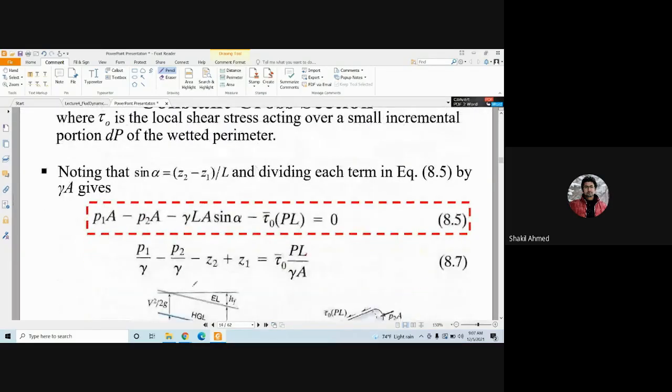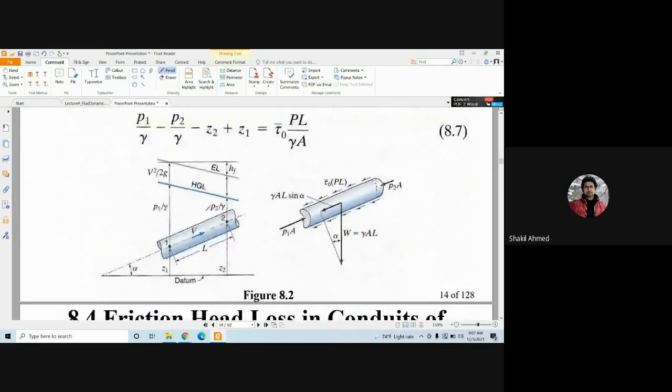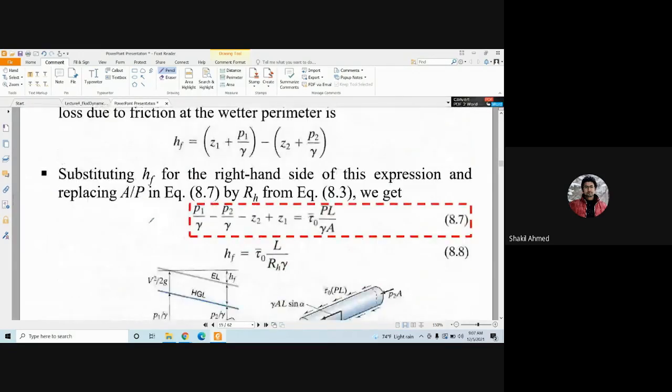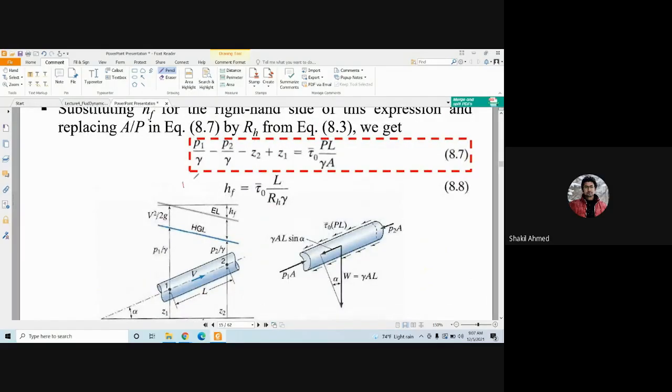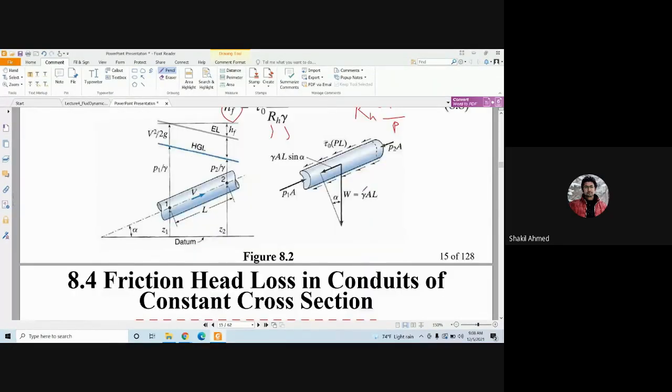So if you rearrange those and replace these values, finally you'll get this HF, head loss. Look, we are getting what? Head loss equals average shear stress multiplied by the length of the pipe divided by RH into gamma, where RH is what, guys? Hydraulic radius. Remember, A by P. Okay, clear?